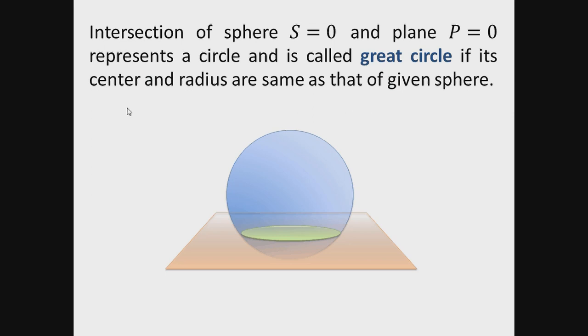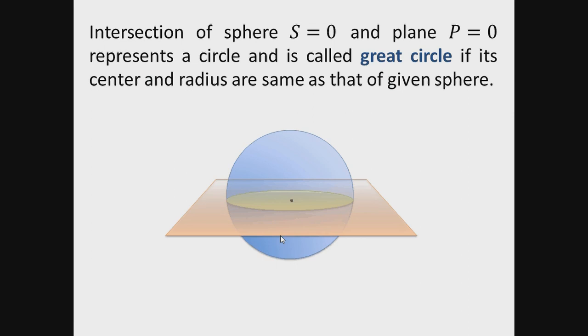Okay, so if we consider the sphere and cut that sphere by a plane, it gives us a circle. Now if the center and radius of that circle are the same as those of the sphere, then that circle is called a great circle. Because if you have a plane which is not passing through the center, then we'll get a circle with radius smaller than this. So this is the maximum possible radius we can have, whenever that plane passes through the center. So that circle is a great circle.